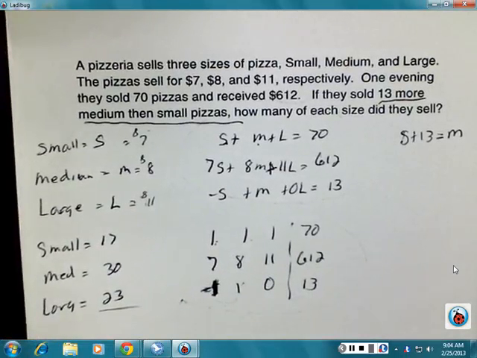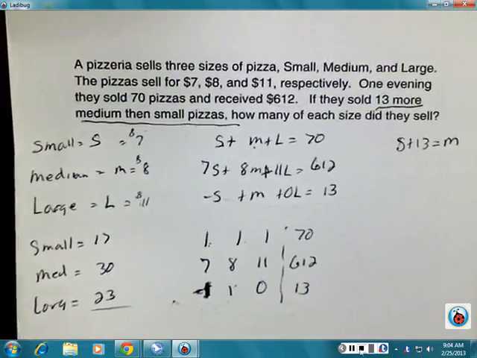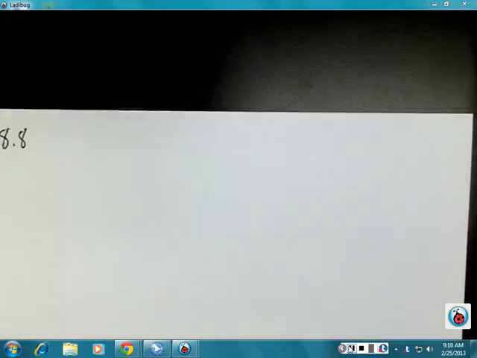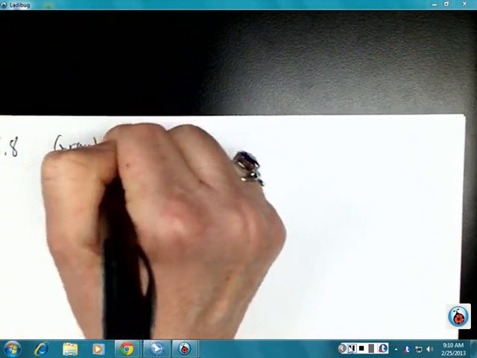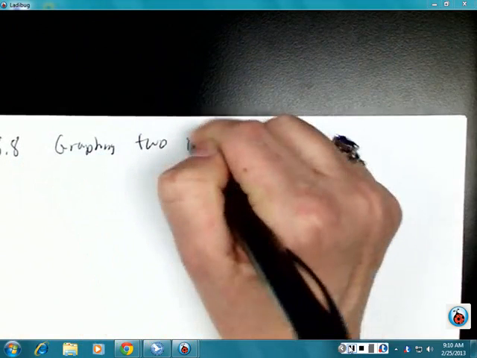All right, what do you think? You do these? Okay, 8.8. 8.6 and 8.7 were together with that one. 8.8 is graphing two inequalities.